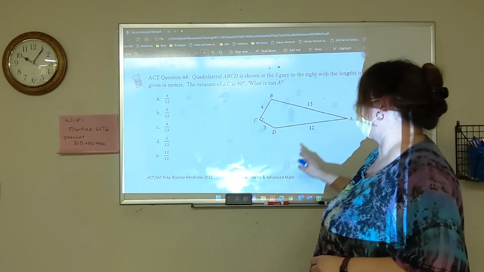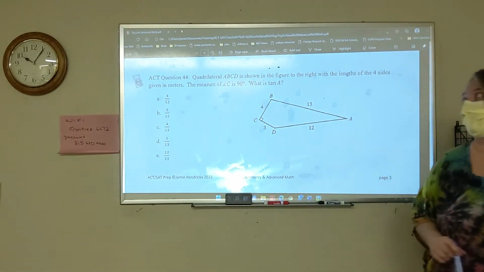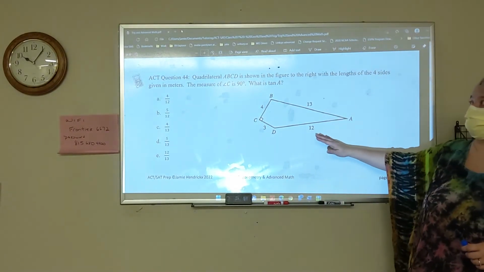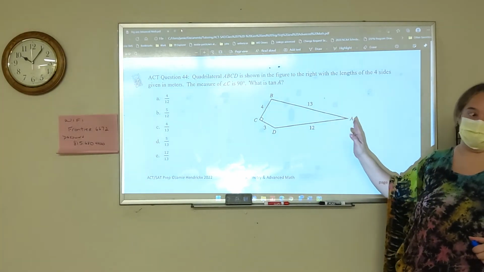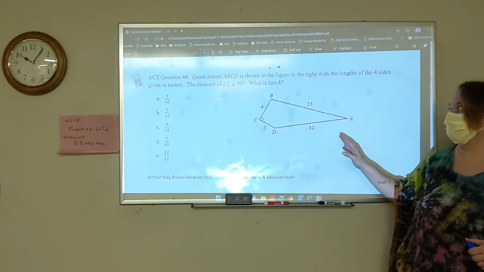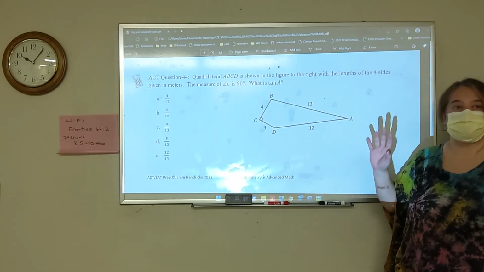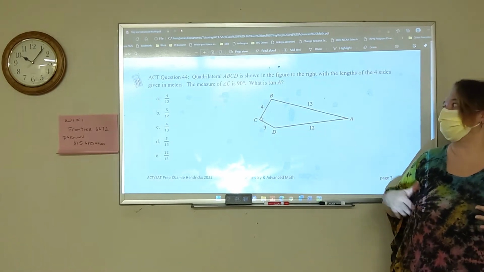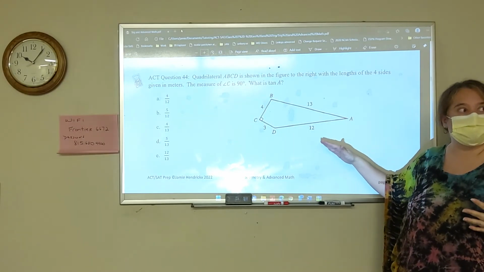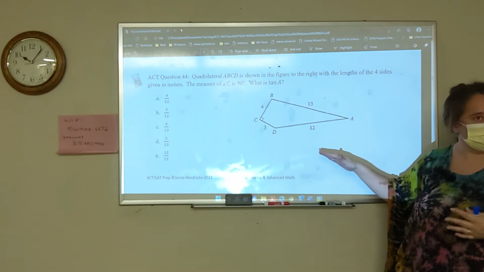ACT number 44, this will happen to you if you take the ACT. So your ACT likes to really kind of screw with your brain when it comes to trig, only when it comes to trig. Otherwise, they're straightforward. They like to take SOHCAHTOA, sine, cosine, tangent, which should be done on right triangles, and do right triangle trig on things that aren't triangles. It's like, that shouldn't happen.